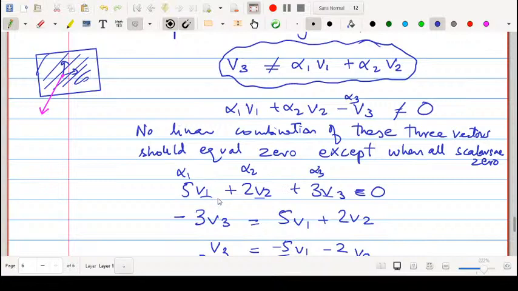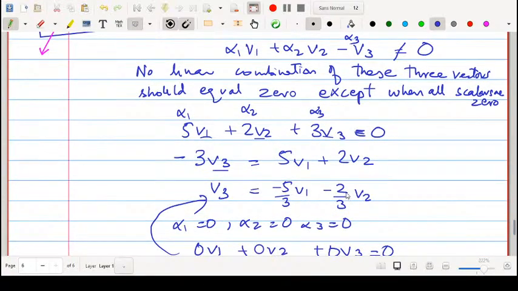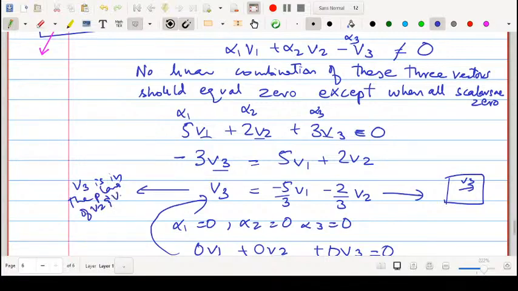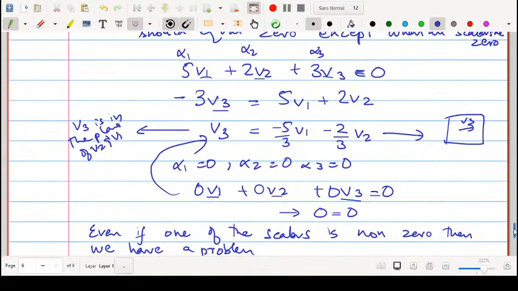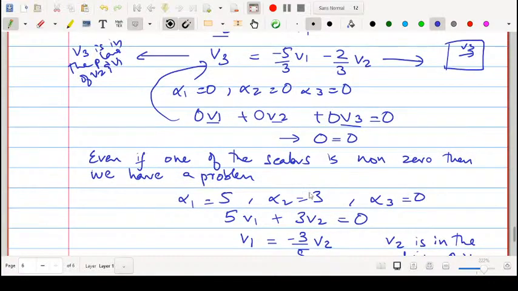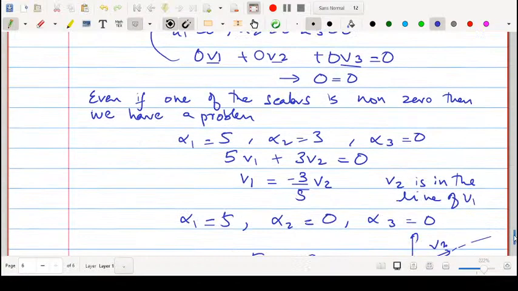Because if that's possible, for example, 5v1 plus 2v2 plus 3v3 gives me 0, then I can say that v3 is some linear combination. When this happens, I'm essentially saying that v3 is in the plane of v2 and v1, and I don't want that. So there should not be any non-zero terms that give me 0. Even if two of them are non-zero, I have a problem: v2 comes to the line of v1.